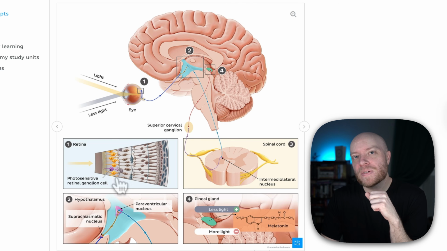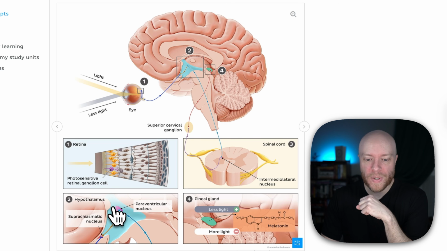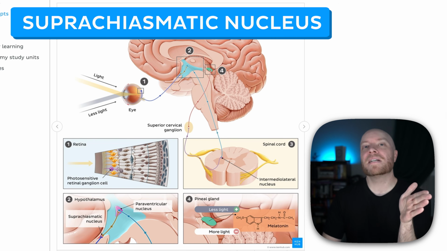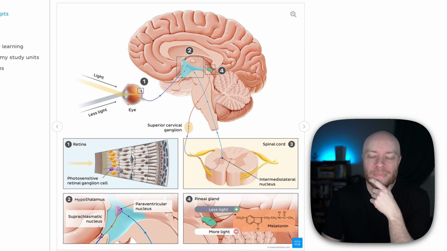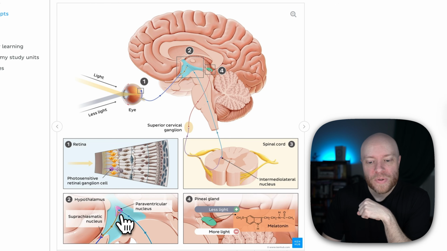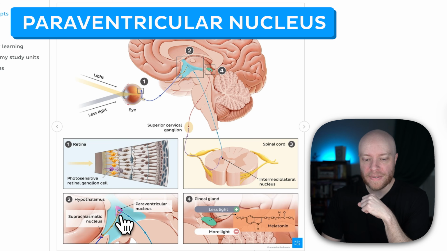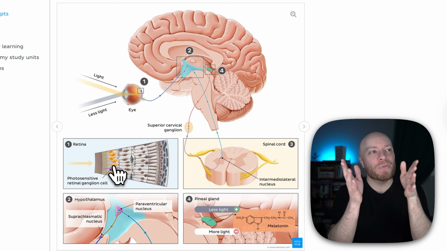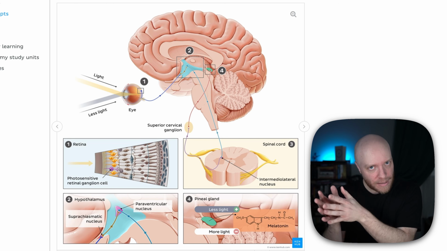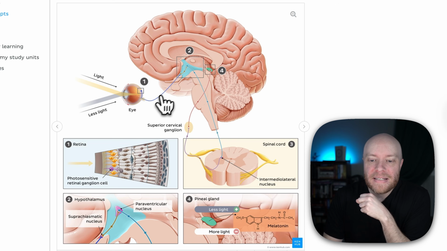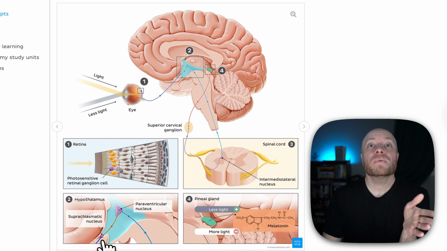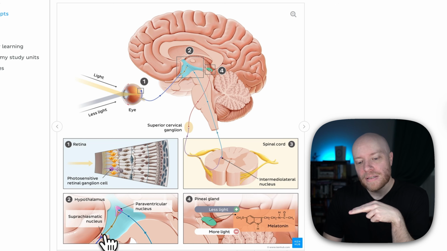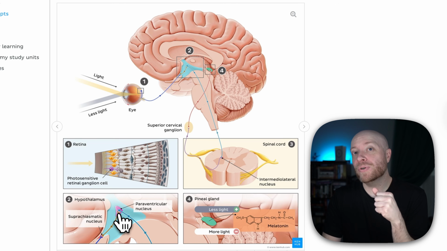Inside of the hypothalamus are two structures that we want to concern ourselves with. There's this tiny one that you're not really going to be able to see all that well because it's very small, called the suprachiasmatic nucleus. Sometimes you'll just see it called the SCN. And then we also over here have the paraventricular nucleus. And what's going to happen is this. Your photosensitive retinal ganglion cell is going to detect whether there is a bunch of light or there isn't a bunch of light. And it's going to send a signal to the suprachiasmatic nucleus. Well, that is then going to relay it to the paraventricular nucleus.